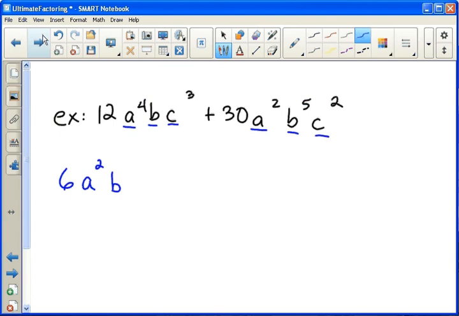Okay, so now I need to think about what's left. 12 divided by the 6 I pulled out is 2. A to the 4th divided by the a squared I pulled out is a squared. B divided by the b I pulled out is just 1, so there's no reason to rewrite that. And then c cubed divided by the c squared I pulled out would leave 1c, or c to the 1st.